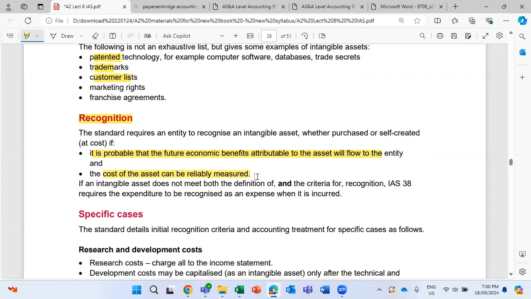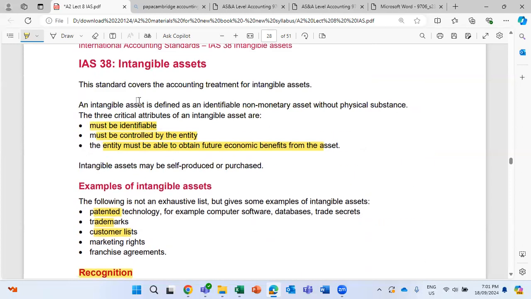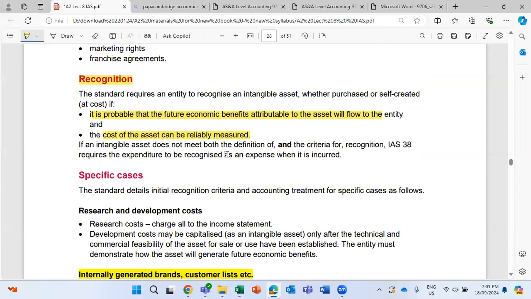If an intangible asset does not meet both of the above mentioned criteria, then IAS 38 says that we should not treat it as a non-current asset, but rather as an expense if both of these criteria are not met.